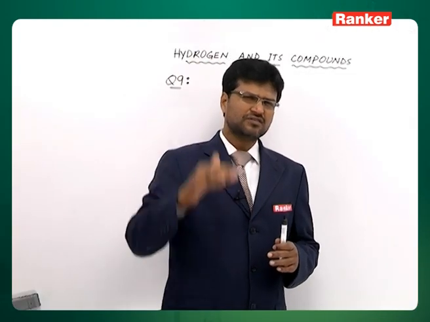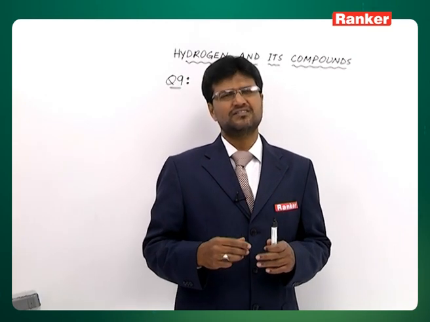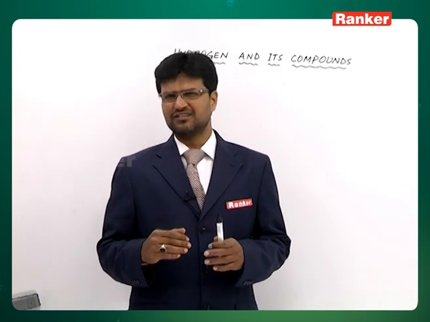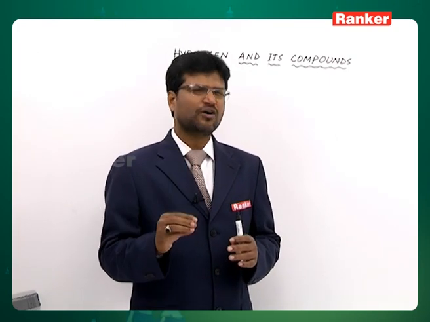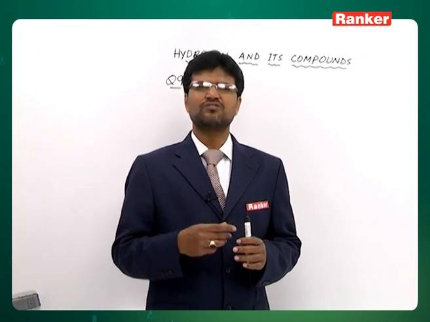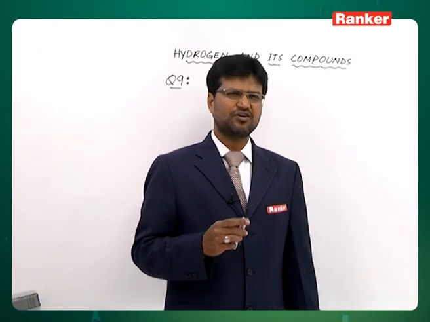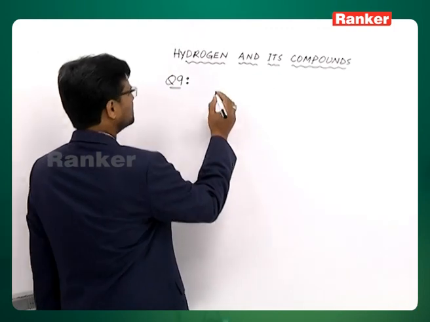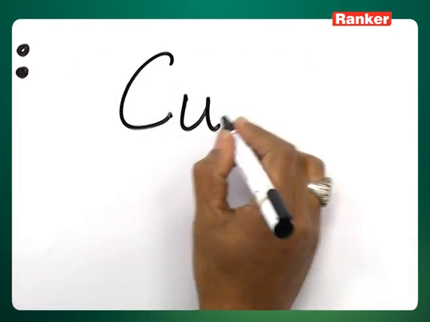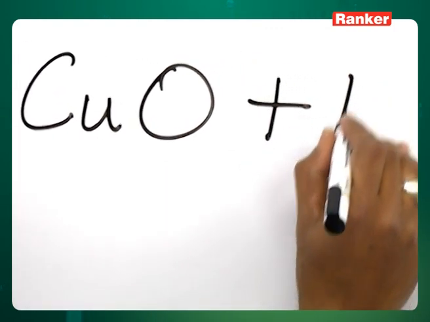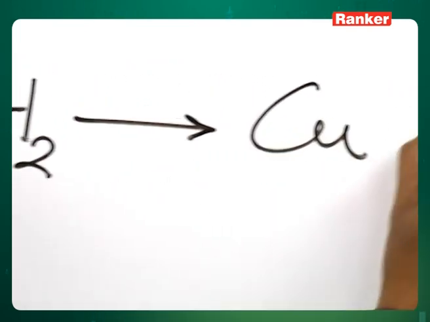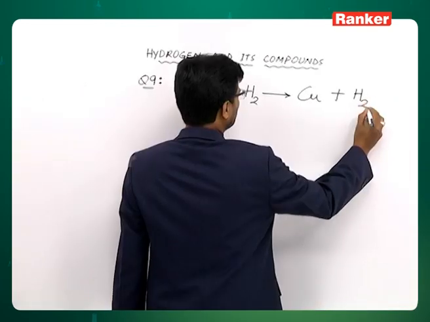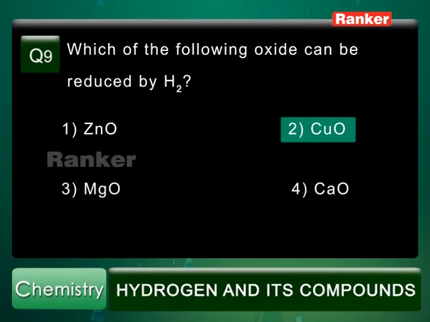As you go down the activity series, the thermal stability of oxides decreases. So the one which is present at the bottom is the least stable oxide, and it can be reduced most easily. So the correct answer is second option, copper oxide. Look at the equation: CuO plus H2 gives Cu plus H2O. This is how the reduction takes place. Copper oxide is reduced to copper metal.